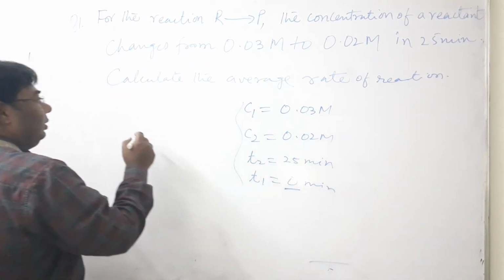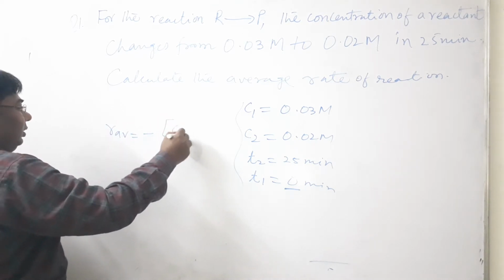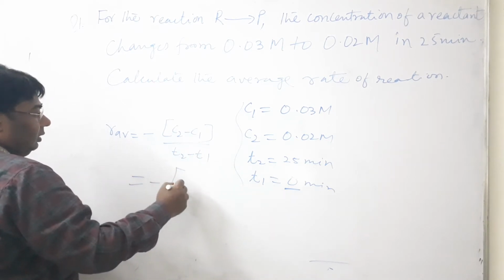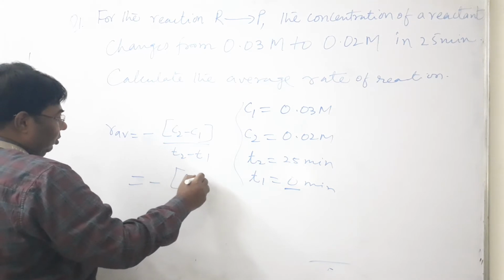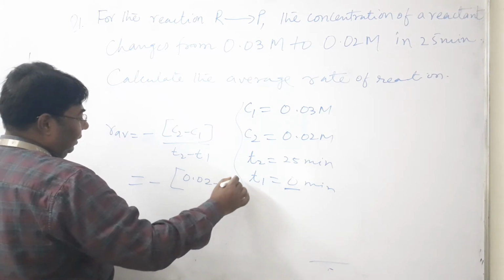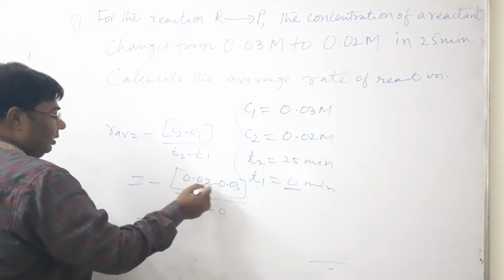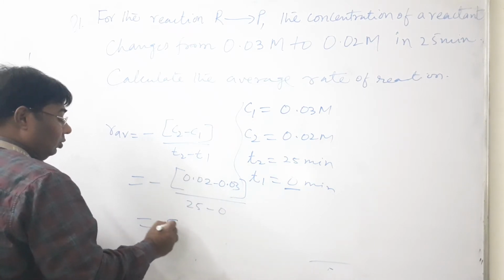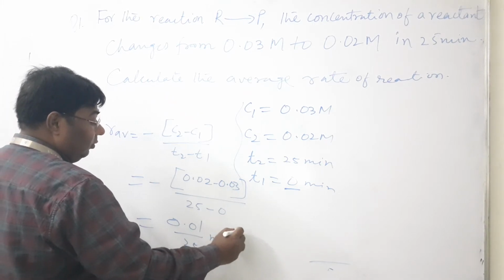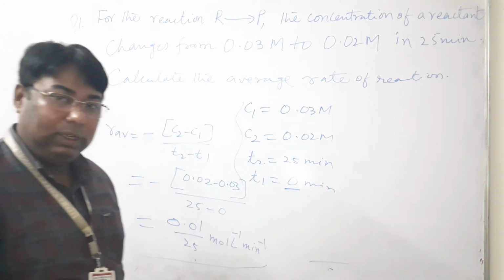So you find out the average reaction rate. R_av is equal to, formula already discussed, (C2 minus C1) by (T2 minus T1). C2 is 0.02 minus 0.03 by 25 minus 0. So the minus and minus make plus, and it is 0.01 by 25 mol liter inverse minute inverse. In this way you can solve this kind of numericals.